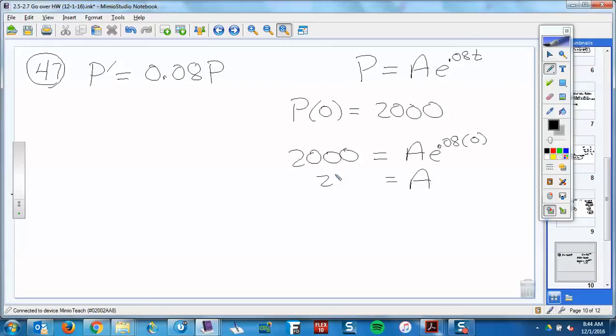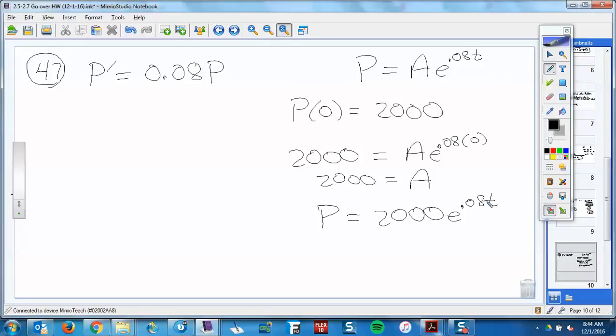And then that's 2,000. So yes, the A is the 2,000, but only if you're talking about year 0. Okay, so now I've got this equation right here. Now all you have to do is put a 10 in for t and type in your calculator. That's it. So it's a really easy problem.